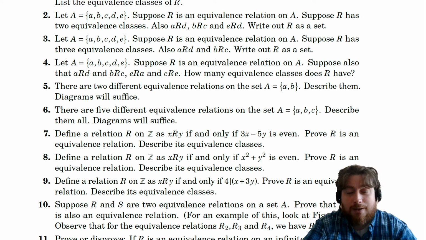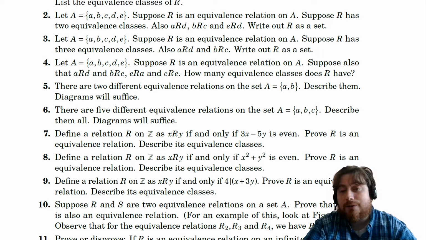There's reflexive. Symmetric. If x is related to y, then we know that x squared plus y squared is even, and we have to show y is related to x. So we have to show y squared plus x squared is even. However, x squared plus y squared is the same as y squared plus x squared. Since x squared plus y squared is even, y squared plus x squared has to be even.